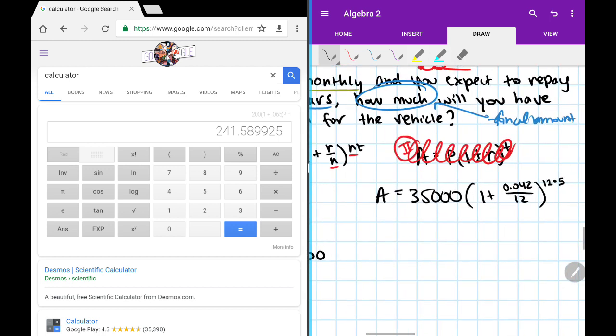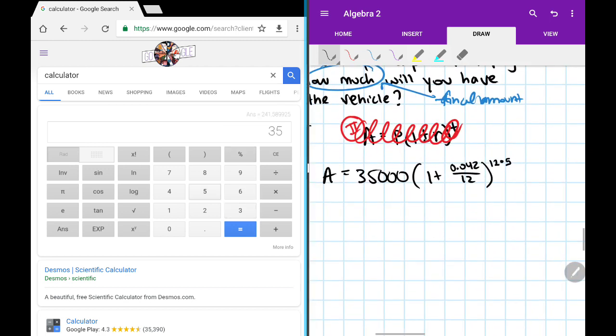Okay. $35,000, parentheses, 1 plus 0.042 divided by 12 to the power of 12 times 5. Let's see. I'm just going to write it in. 12 times, ooh, look what happened. That 5 is no longer part of my exponent. So I need to go back and make sure that that 5 is being multiplied in the exponent with a 12. So clear. Instead of writing 12 times 5, the calculator doesn't seem to want to do that. I'm just going to write 60 right away.